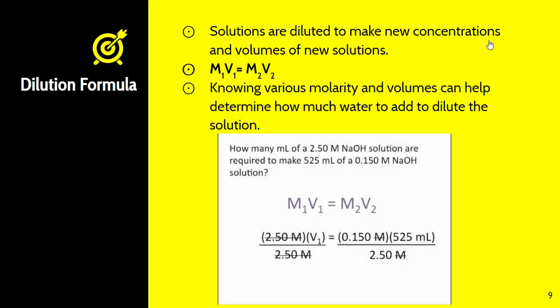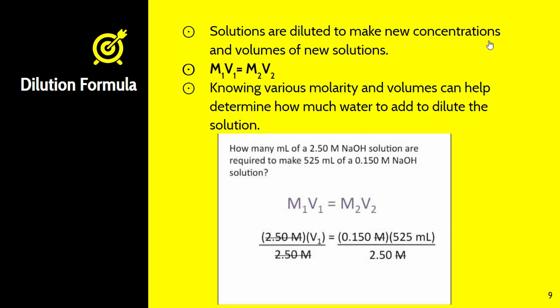So another thing we're going to look at here is the dilution formula. Now, solutions are diluted to make new concentrations and volumes of new solutions. The key way to remember this is M1 times V1 equals M2 times V2. Knowing the various molarity and volumes can help determine how much water you need to add to dilute the solution. So be careful about the wording of some of those problems. Some of them will ask you how much water you need to add, so you need to take into mind the volume which you had originally. Okay, we'll look at some of those problems a little bit later on.